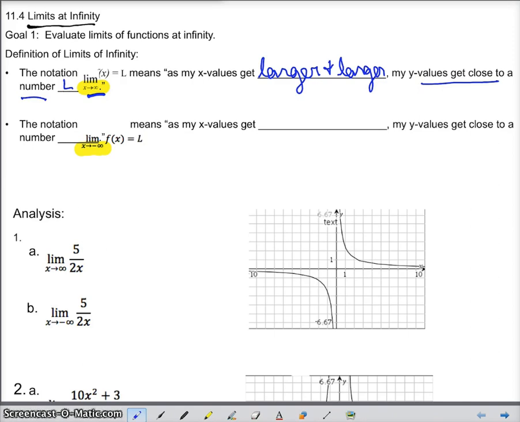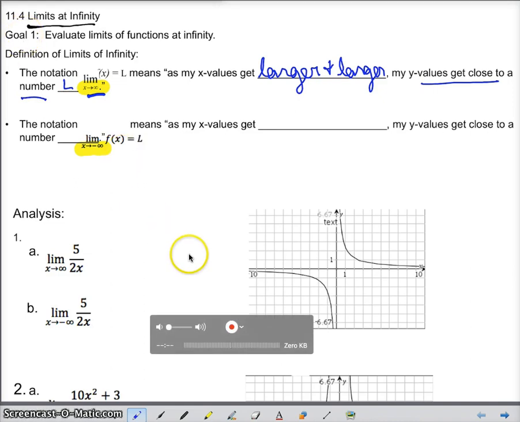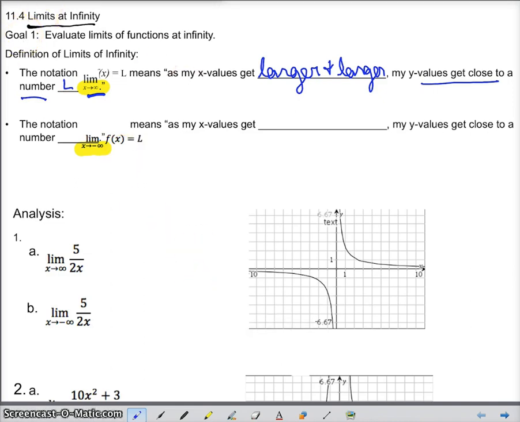Let's look at the second bullet point. The notation, the limit as x approaches negative infinity of a function equals L, means as my x value gets, okay, as x approaches negative infinity, my x value is not getting larger and larger, but it's getting smaller and smaller. So as my x value gets smaller and smaller, my y value is getting close to a number L, the limit.